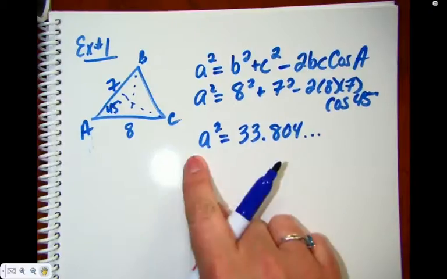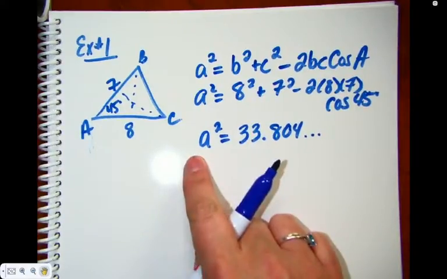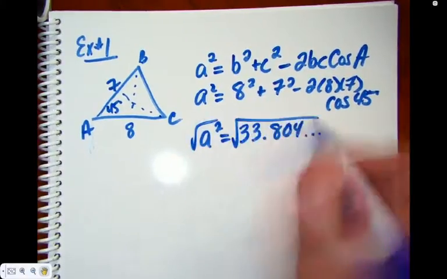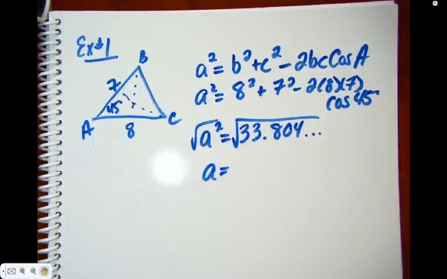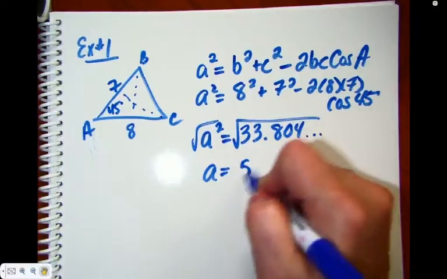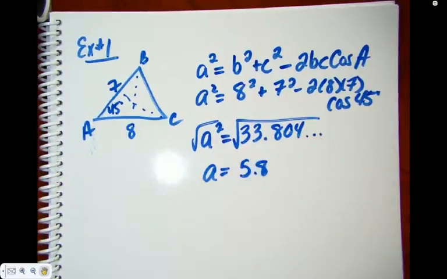Yeah. How do we get A by itself? How do we get rid of A squared? Square root. This is where we'll round. We'll go to 1 decimal place. Can someone confirm 5.8? There's Cos Law.